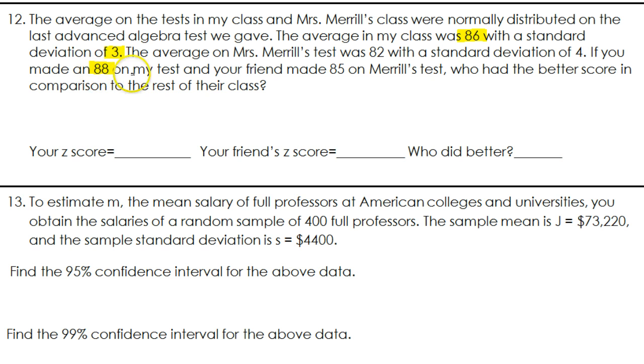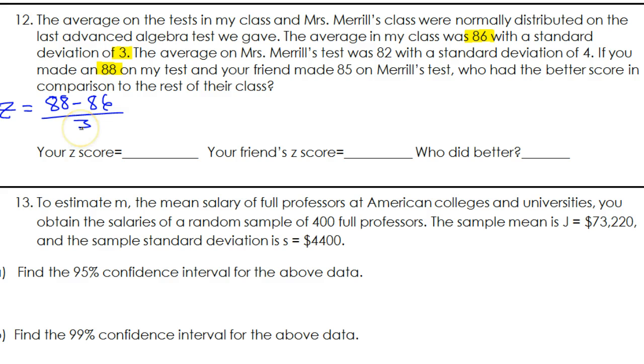You made an 88 on my test, and your friend made an 85 on Merrill's test. Who had the better score in comparison to the rest of their class? Well, I've highlighted the numbers that pertain to you. So let's calculate your z-score using the class average, the standard deviation, and your score.